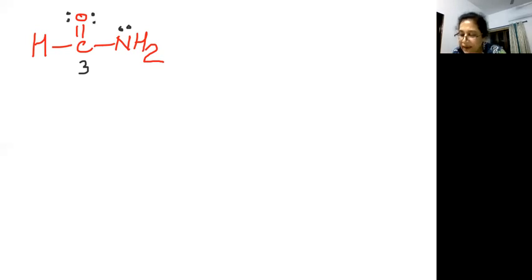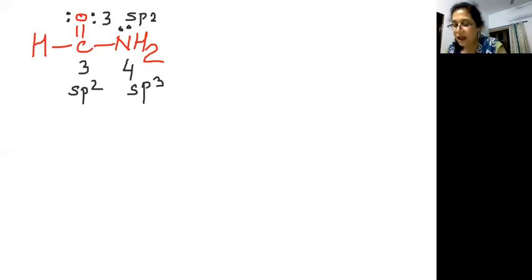Now let me calculate the steric number. For nitrogen, the steric number will be 3 sigma bonds plus 1 lone pair of electrons. Steric number will be 4. For oxygen, the steric number will be 1 sigma bond plus 2 lone pairs of electrons. That the steric number is 3. Fine. So where it is 3, it has to be sp2 hybridized. Where it is 4, it has to be sp3 hybridized. Here it is sp2 hybridized. So now we have the hybridizations of formamide in place, and we can now proceed to make the hybridized structure.